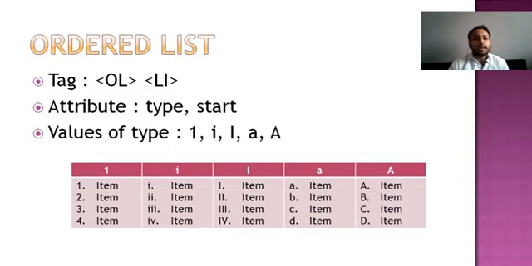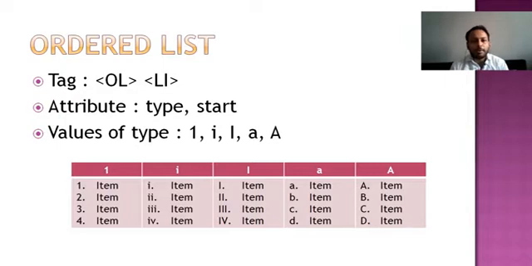Next is the ordered list. Again two tags are there, OL and LI. LI is common for all. OL is the ordered list; the ordered list starts with the OL tag, and LI is the list item, meaning all the items are written under the LI tag. There are two attributes used with the OL tag, that is type and start.